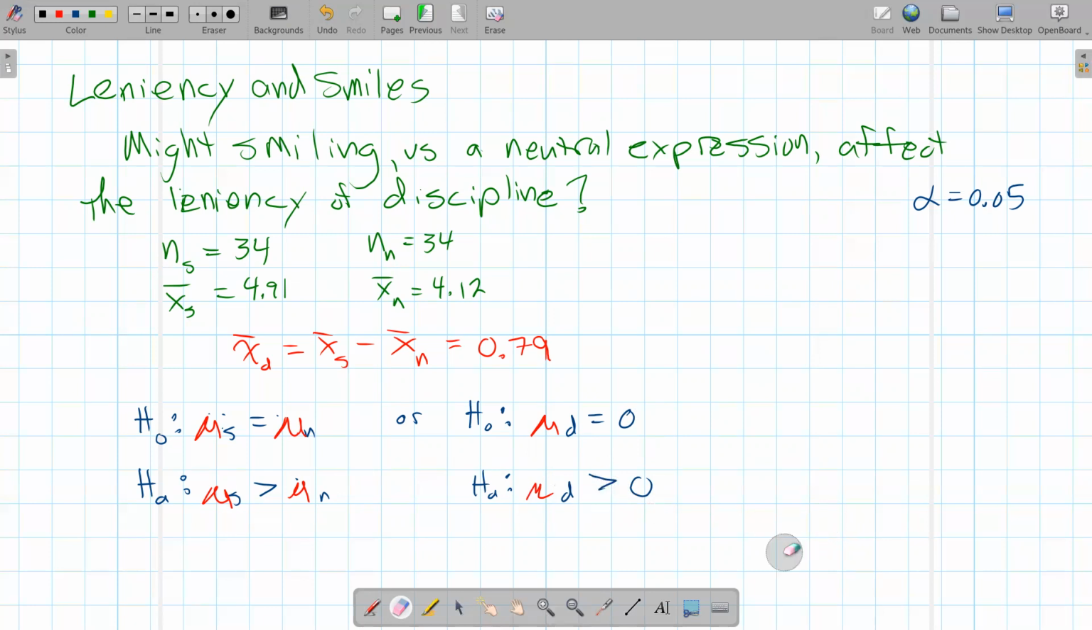So next we need to look at the data to see if, for these sample sizes of 34 and 34, a difference of 0.79 is close to 0 or far from 0. And you never know until you run some kind of test. So off to StatKey we go.